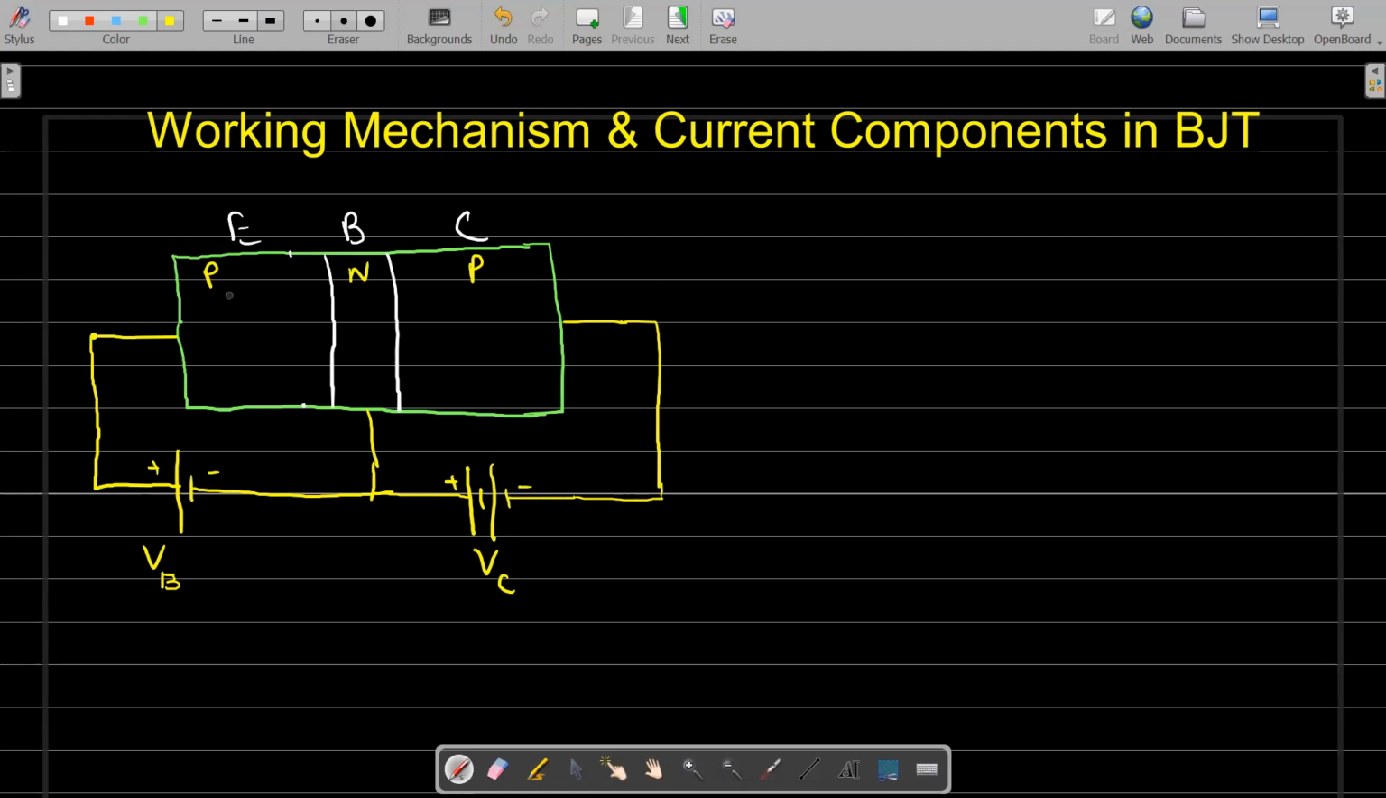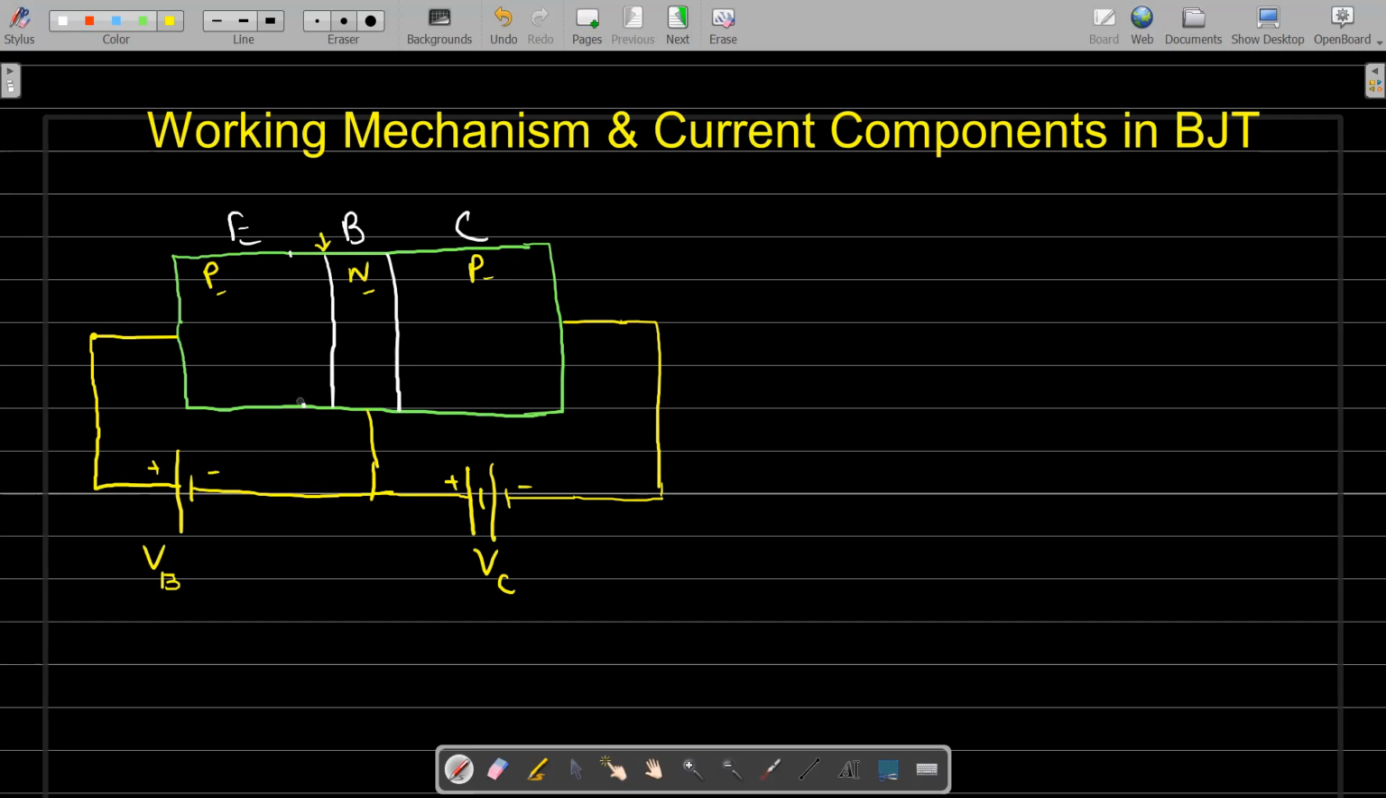That means the emitter is P-type, base is N-type doped, and collector is P-type doped. And you know that the main application area of BJT is to amplify the signal. And for amplification, the BJT must operate in the active region. The condition for the active region is that the base-emitter junction, this junction, should be forward biased and the base-collector junction should be reverse biased.